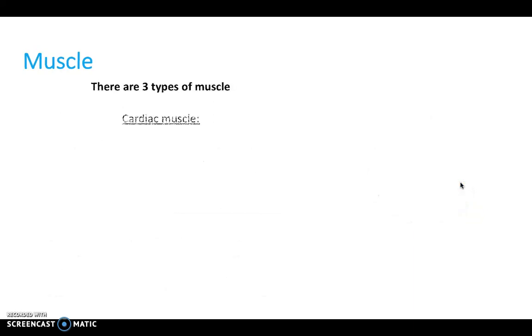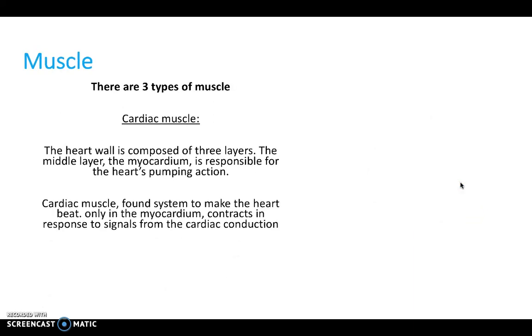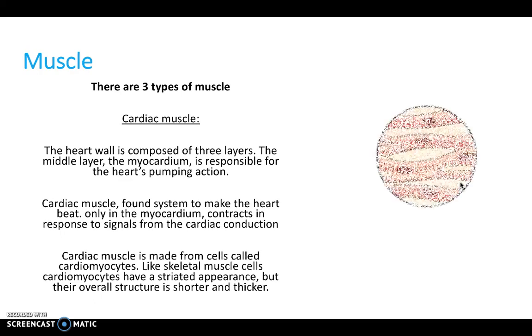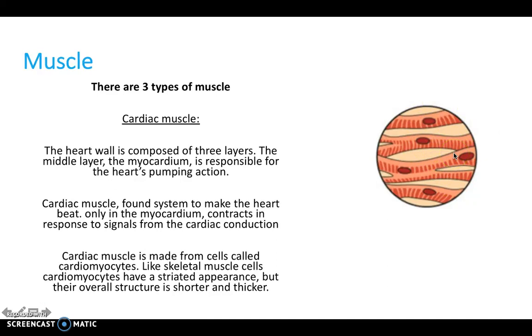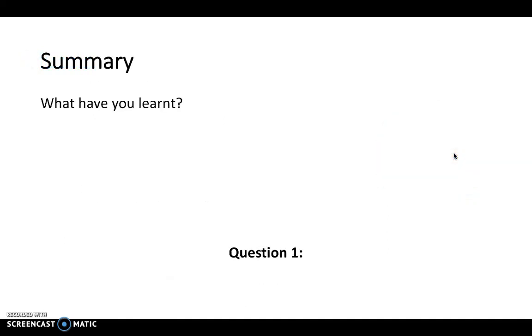Finally, we have cardiac muscle. No clues for guessing where it is. It's in the heart, but more specifically, it's in the middle layer of the three walls surrounding the heart. It's in the myocardium, and it's responsible for the heart's pumping action. So cardiac muscle makes the heart beat, of course, only in the myocardium, and contracts in response to signals from the cardiac conduction system. Cardiac muscle is made from cells called cardiomyocytes, and these also have a striated appearance like skeletal muscle, but their overall structure is shorter and thicker, whereas if you remember, the skeletal muscle cells were longer and thin.